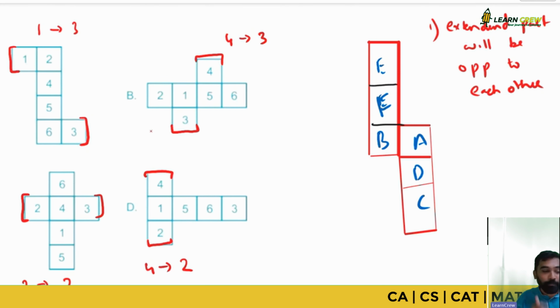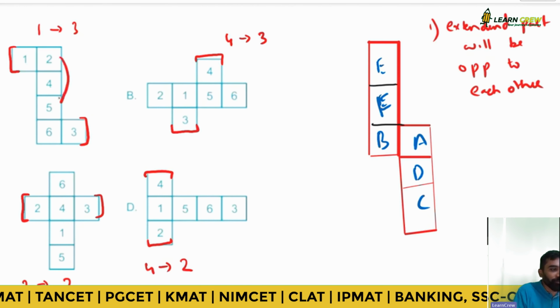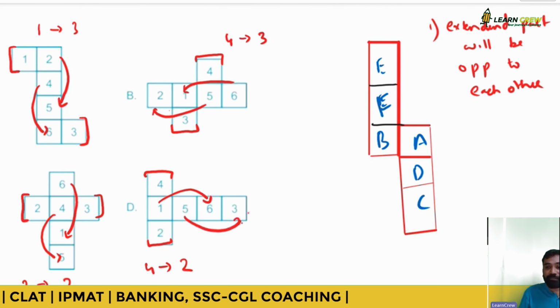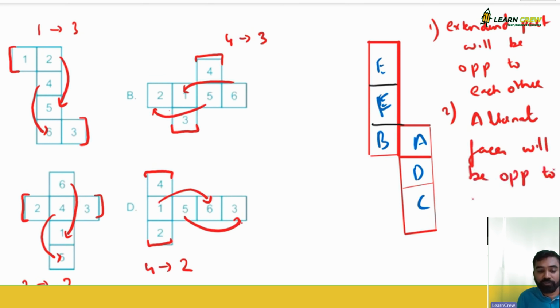Second point: you can take the alternate faces, and they will be opposite to each other. The alternate faces will be opposite to each other. This is the second point. Clear?